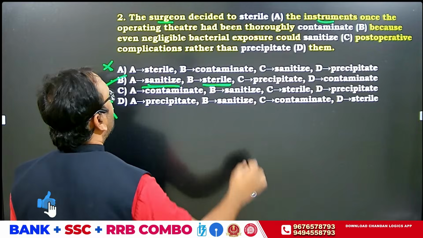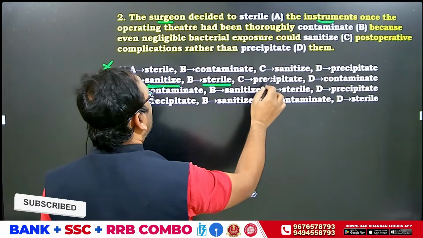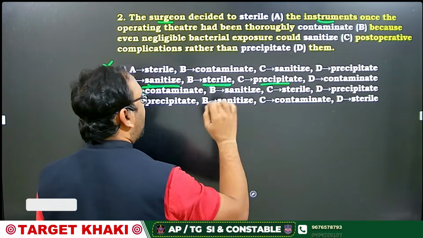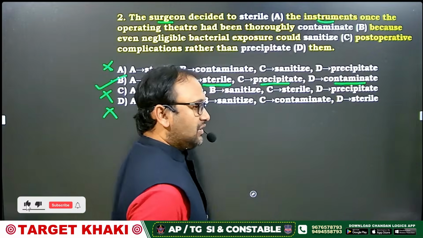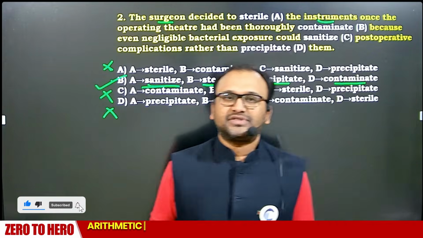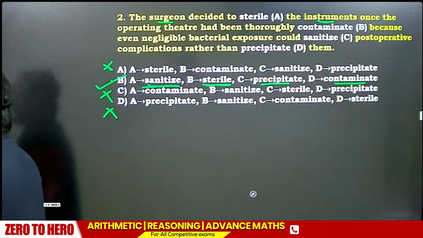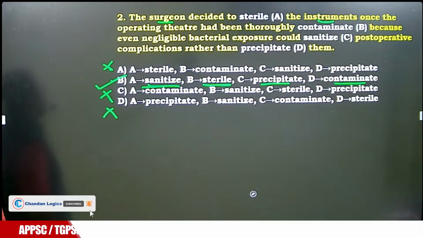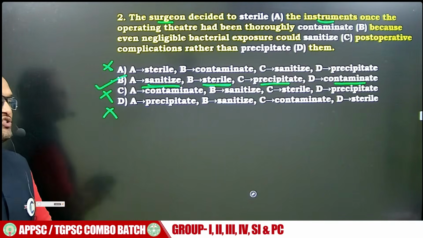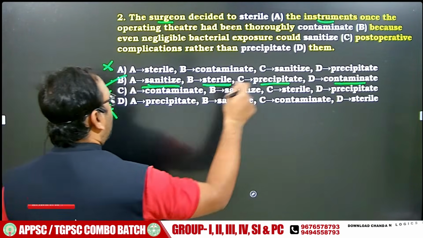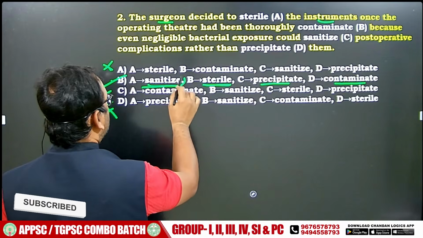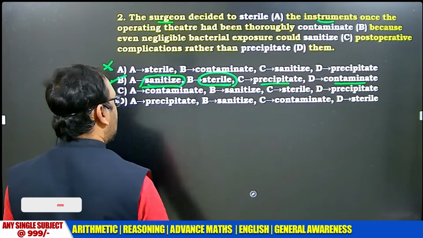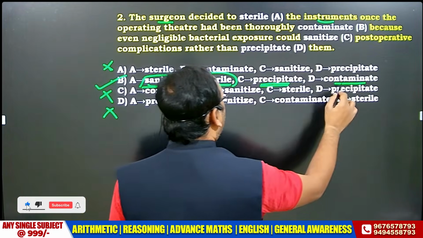Then, bacterial exposure could precipitate post-operative complications rather than contaminate. So rather than creating problems, rather than creating bacterial fungus infections, what is the best way? Before you start the surgery, all the instruments, whatever equipment to be used in the surgery should be sanitized. The entire operation theatre should be sterilized so that we could reduce the problems.